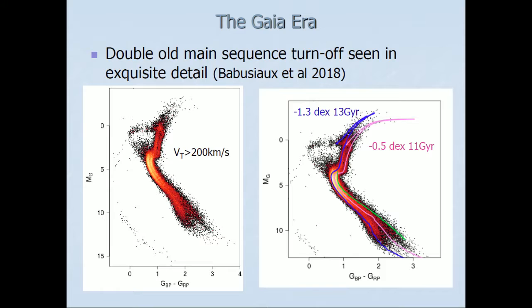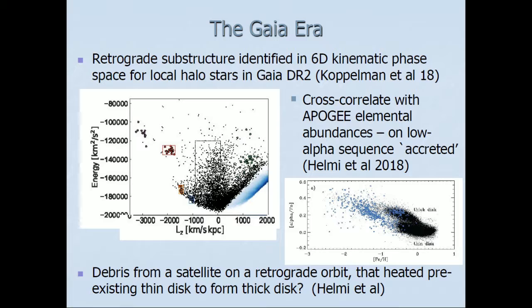What about this merger debris? Well, there have been two claims. Koppelman et al. said there's a retrograde substructure extending to quite high energies. This is energy, angular momentum. These should be conserved quantities. There's a box here. They said this is retrograde structure, debris from a satellite in a retrograde orbit, not a prograde orbit. Doesn't couple so well to the disk. So that was a bit surprising, but they said that.